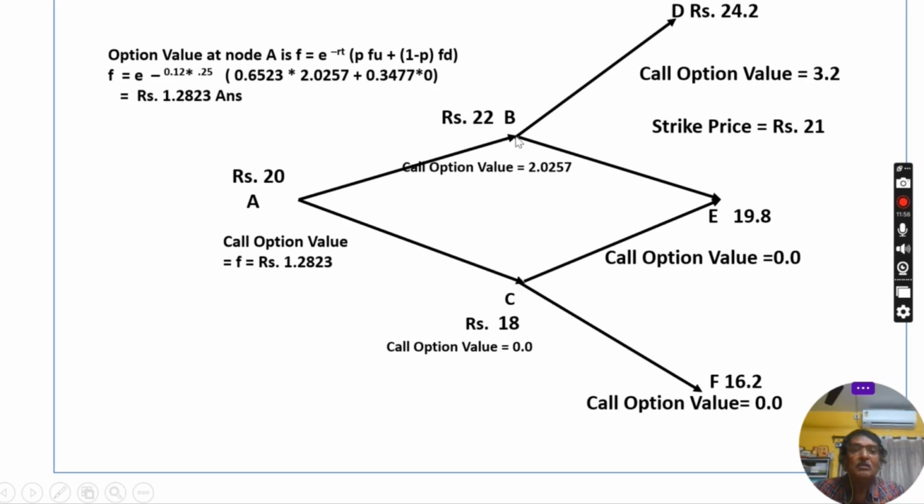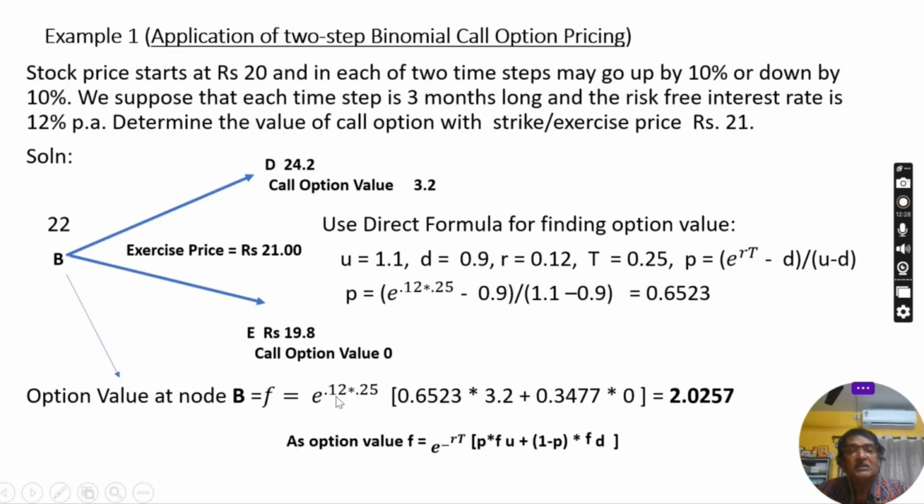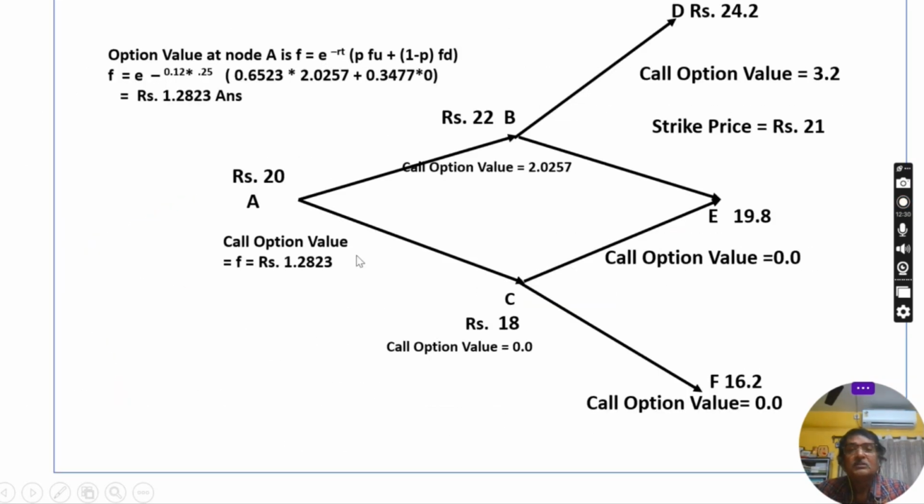In this way you can find out the call option value at the points B and C, that is, after the first step, 3 months long. The call option value will be this, and at this point the call option value will be this. Now you know the call option value at this point and at this point, and P will remain the same, as it is a risk neutral probability for the same problem. That's why you can again use the previous formula to find out the value at this point. That formula I have again written here, e to the power minus RT, P into FU minus P into FD.